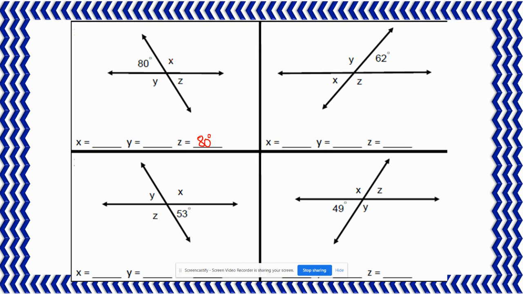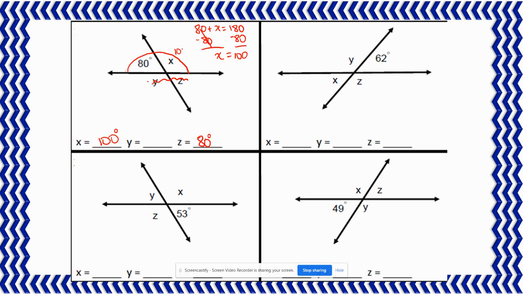The problem with that is that I can't figure out X and Y because I don't know what either of them are. What I can do is ignore Y and Z for right now, and look at just 80 and X. And what I know about them is that they are on this straight line. So together, they would equal 180 degrees. So to figure out what X is, I would say 80 plus X equals 180. And I would subtract 80 from both sides of my equation, and I would get X equals 100. So X is 100 degrees.